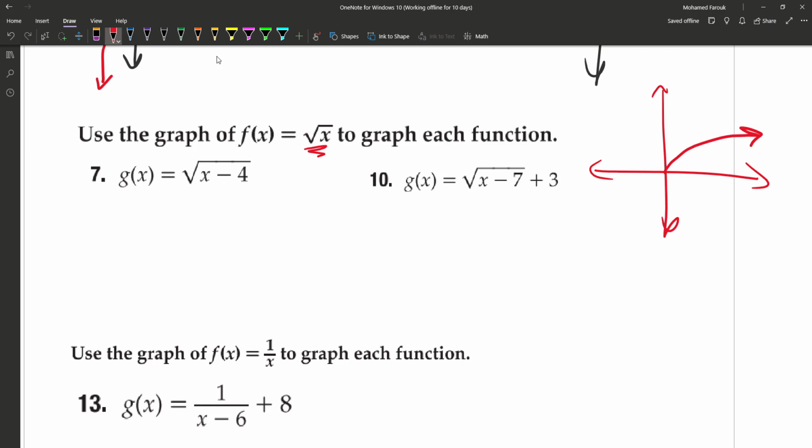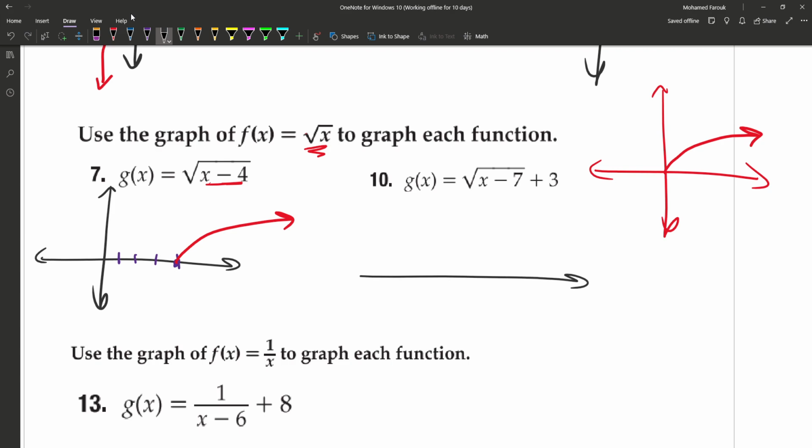Okay, how to do the first one? It's root of x minus 4. I have shifted this function to the right 4 units. So all I need to do is draw your coordinate plane, and instead of starting from the origin point, I'll go to the right 4 units. 1, 2, 3, 4. Here's my new center, the vertex of the function, so it will be like this. Okay, what about the next one?